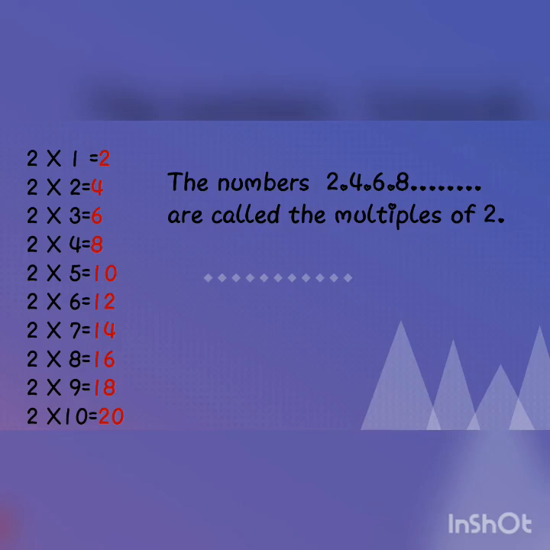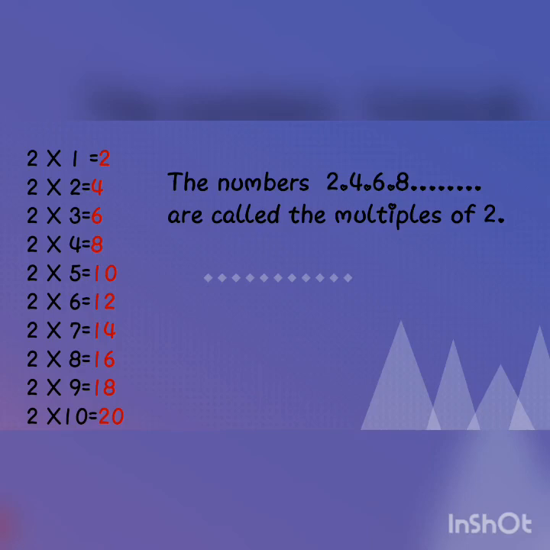So, children, let us recollect the multiplication table of 2. 2 ones are 2, 2 twos are 4, 2 threes are 6, 2 fours are 8, 2 fives are 10, 2 sixes are 12, 2 sevens are 14, 2 eights are 16, 2 nines are 18, 2 tens are 20.